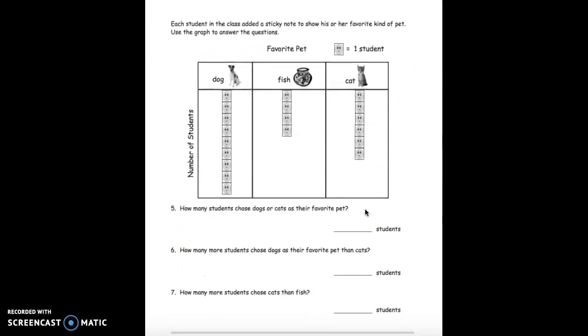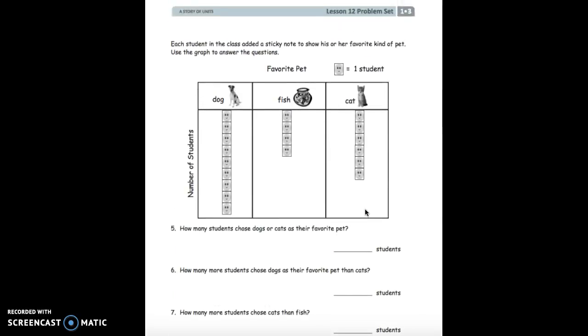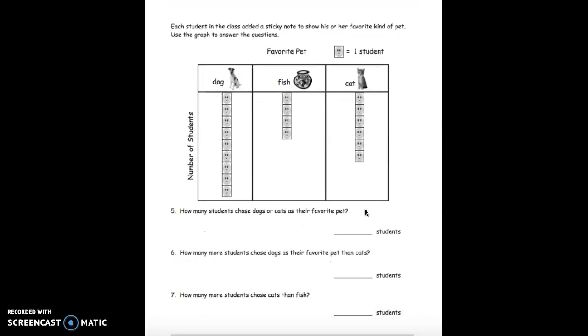Pause the video and do that now. When you're done, you can go on to the back.